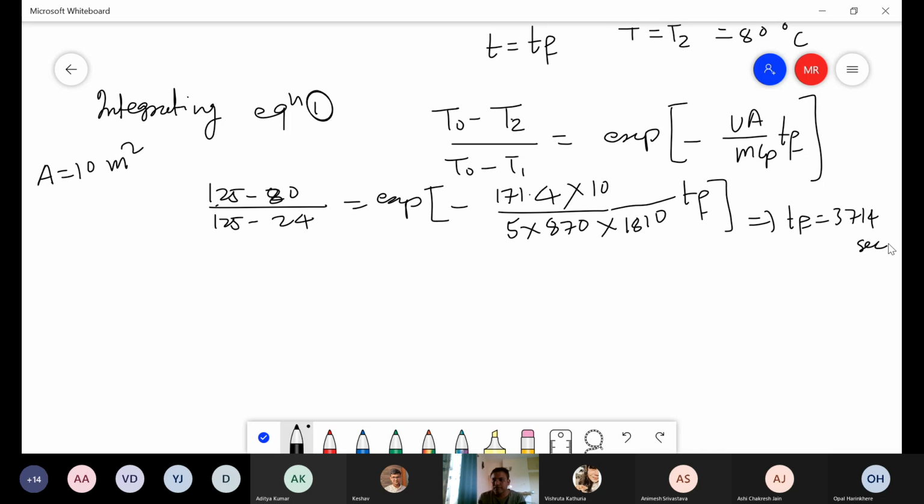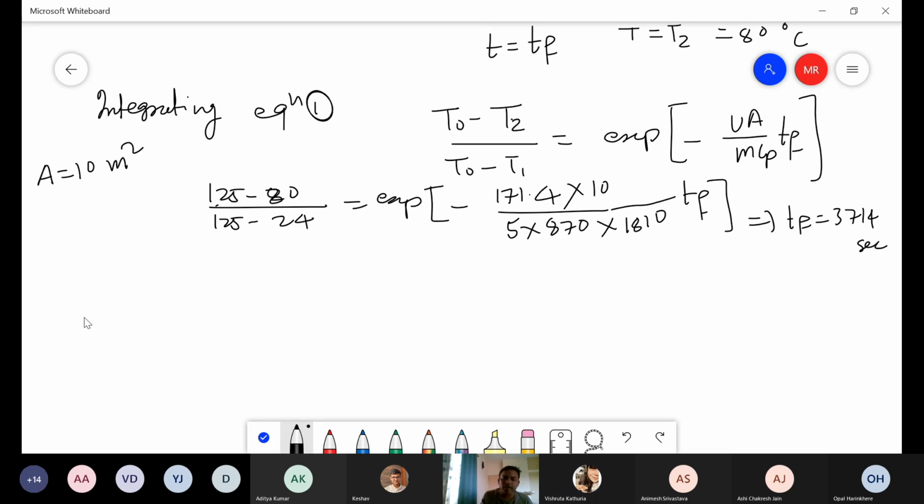Check whether this is correct. Yes, sir. Okay. Are you all able to understand what we have done here? Okay, so now the second part; this is the first part. What is the second part of the question?